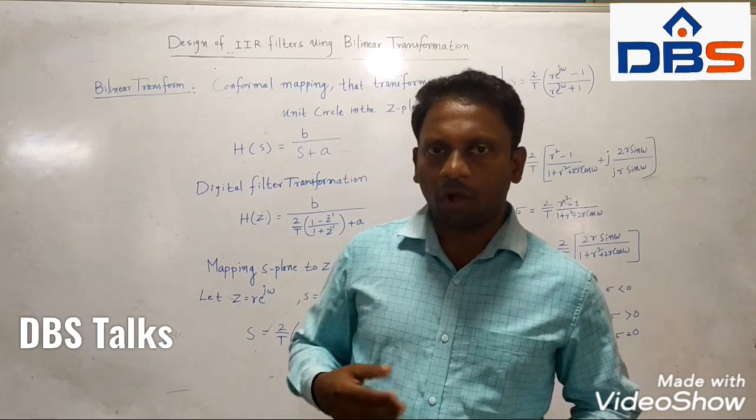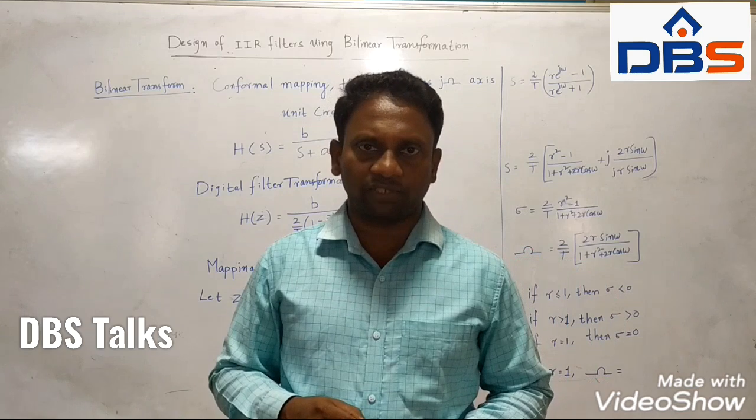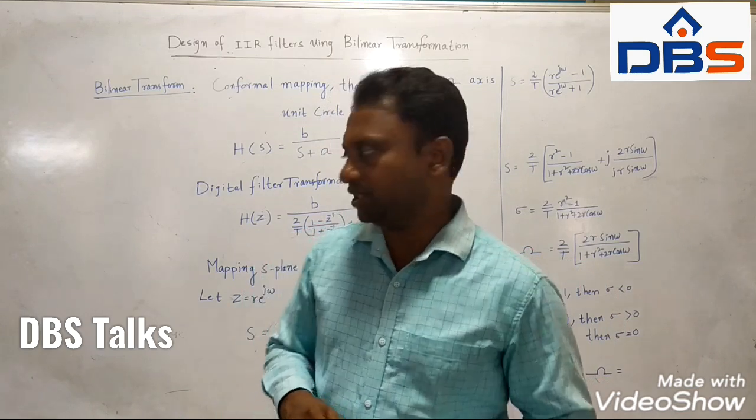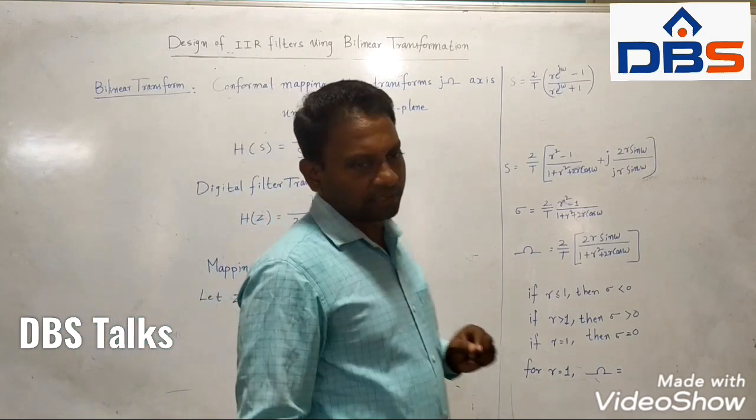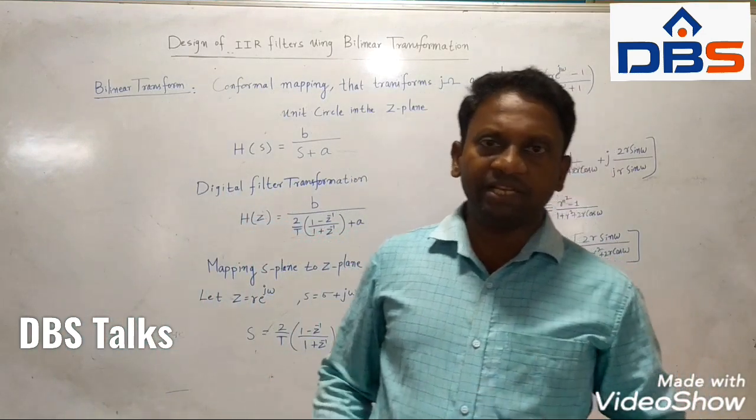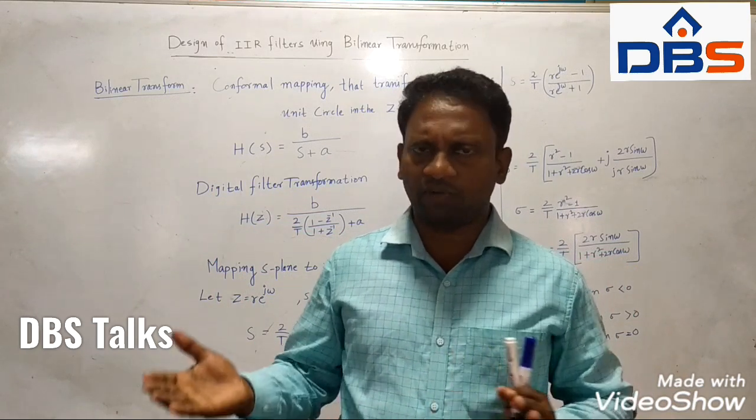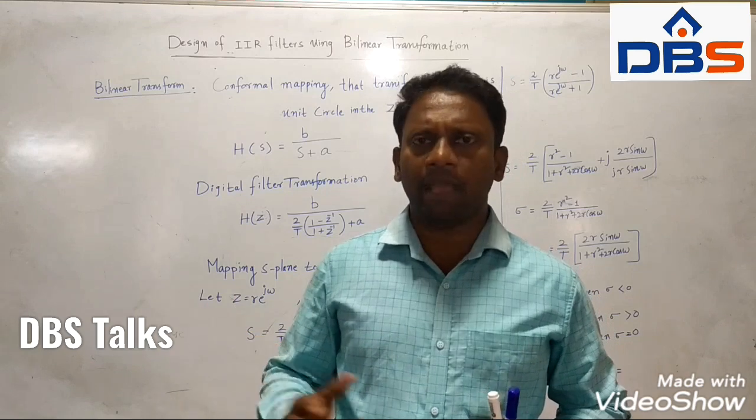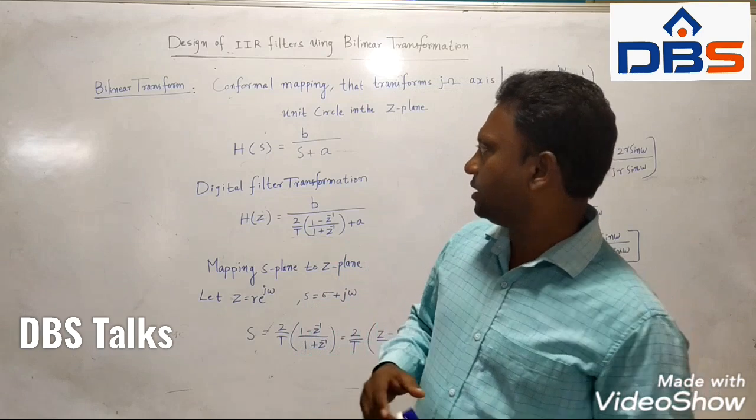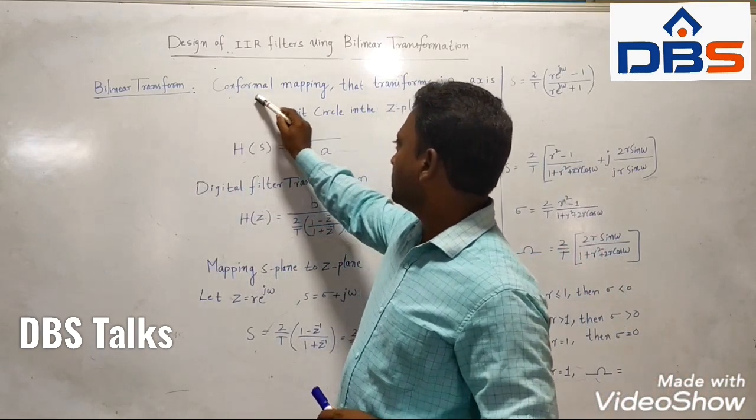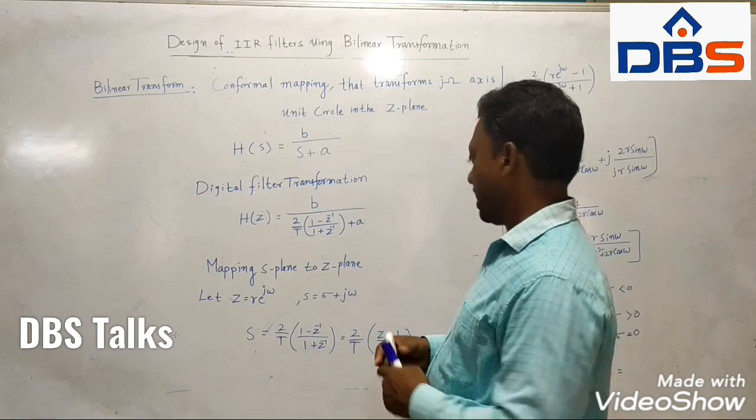Now we will see how to convert an analog filter transfer function to digital filter transfer function using the bilinear transformation method. Okay, so first we will see what is a bilinear transformation. So bilinear transformation means it is a conformal mapping, means one-time mapping from S plane to Z plane.